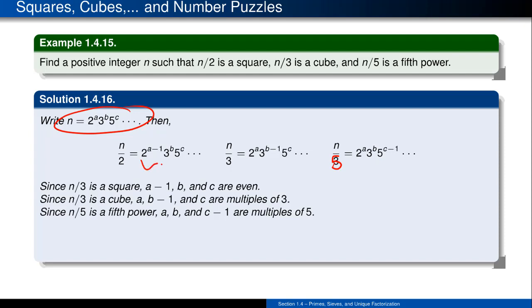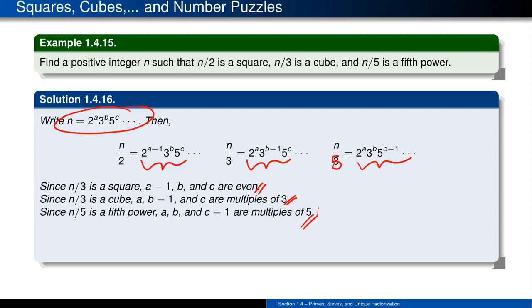So since this thing is supposed to be a square, and this thing is supposed to be a cube, and this thing is supposed to be a power of 5, I know what those exponents are supposed to look like. That is, I need to have a minus 1, b, and c. They're all supposed to be even. I'm supposed to have a, b minus 1, and c all supposed to be multiples of 3. And finally, a, b, and c minus 1 are then going to be multiples of 5.